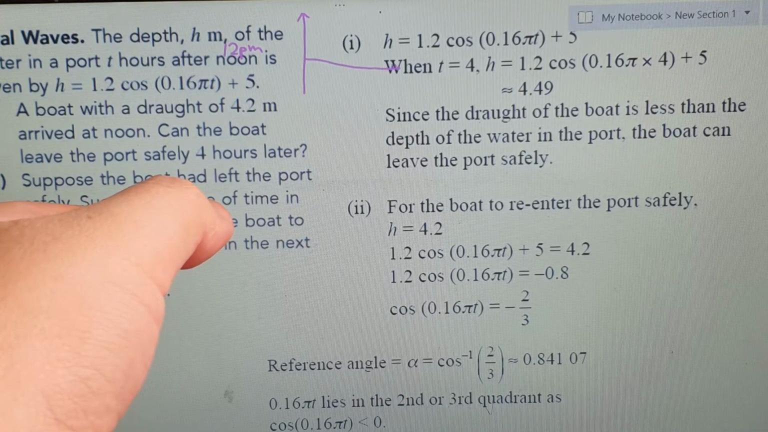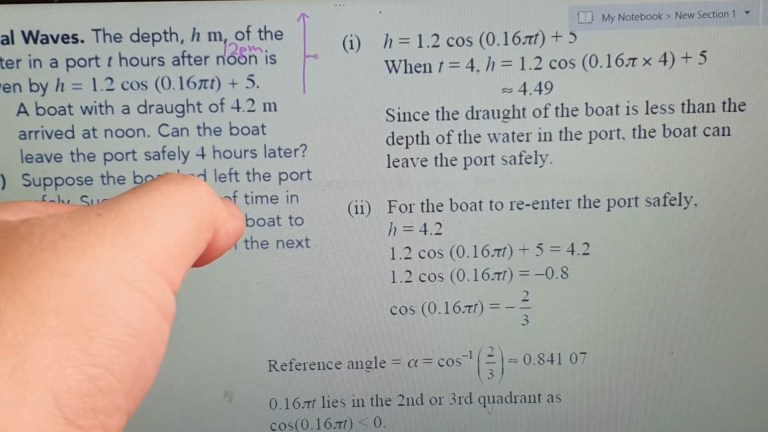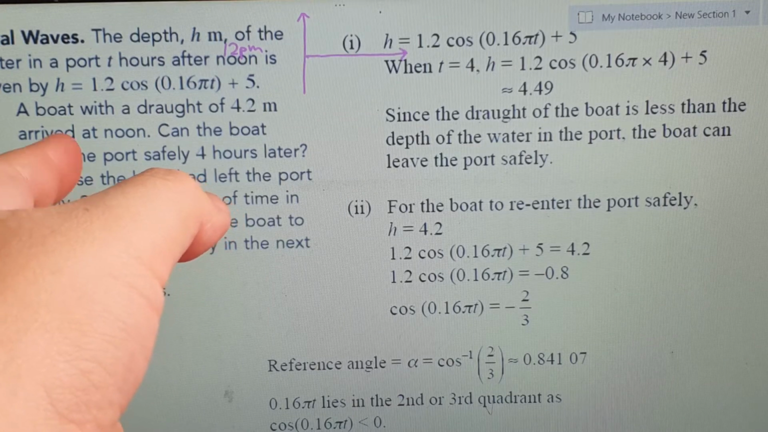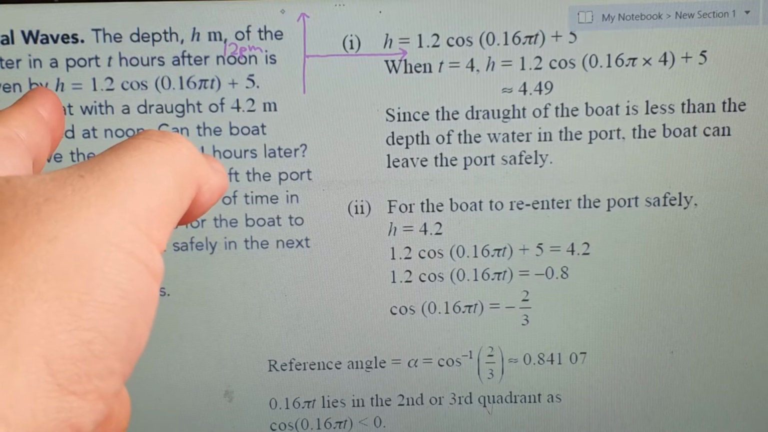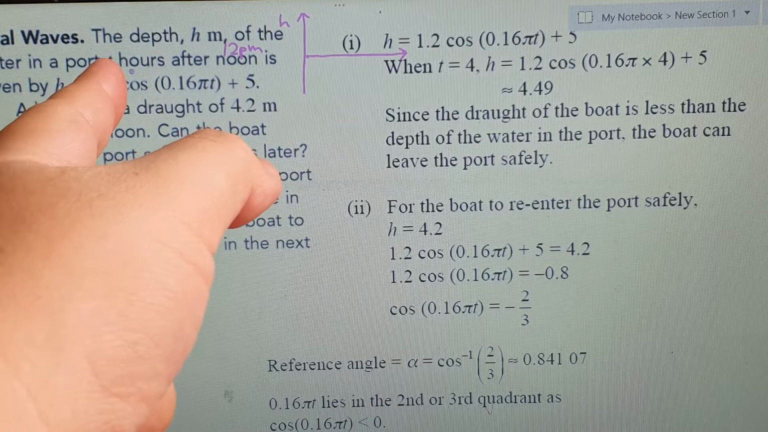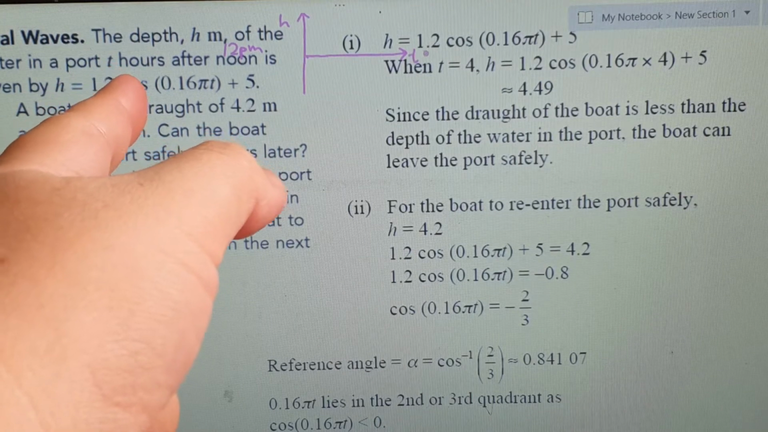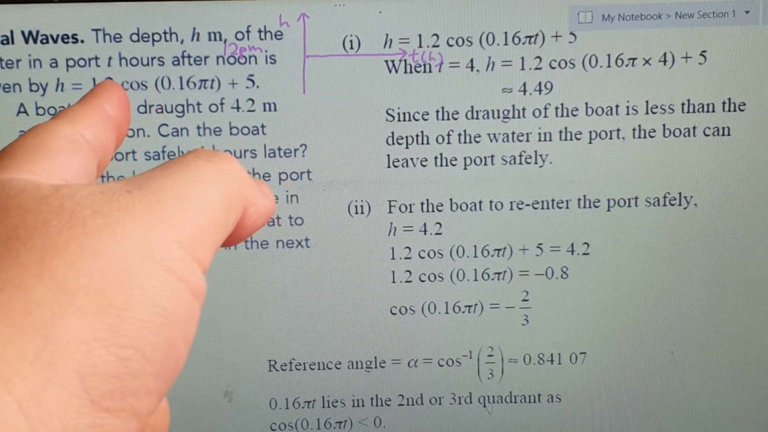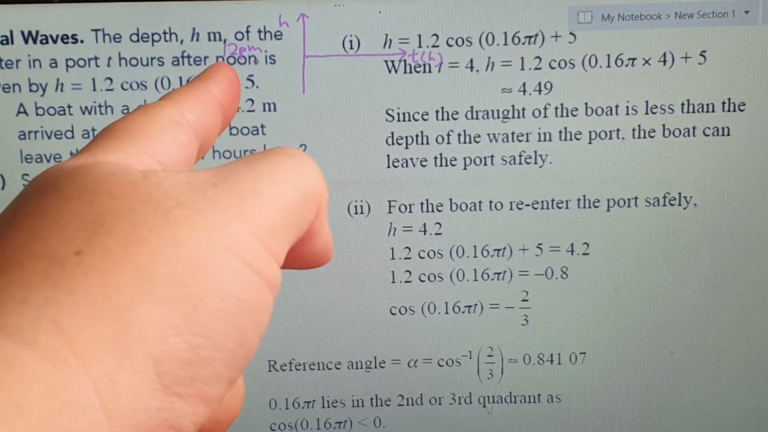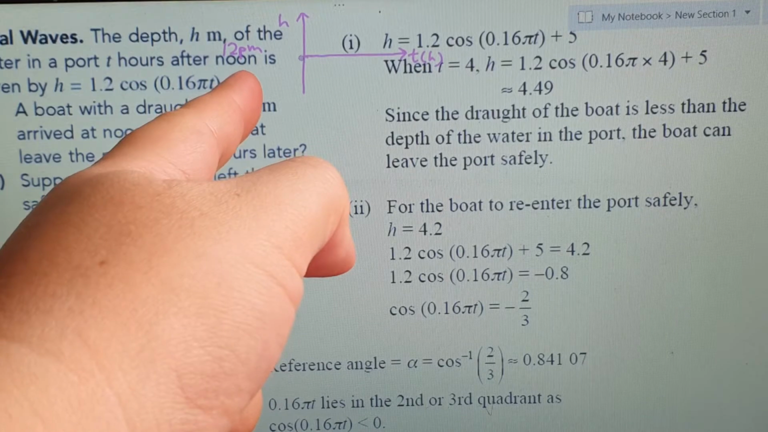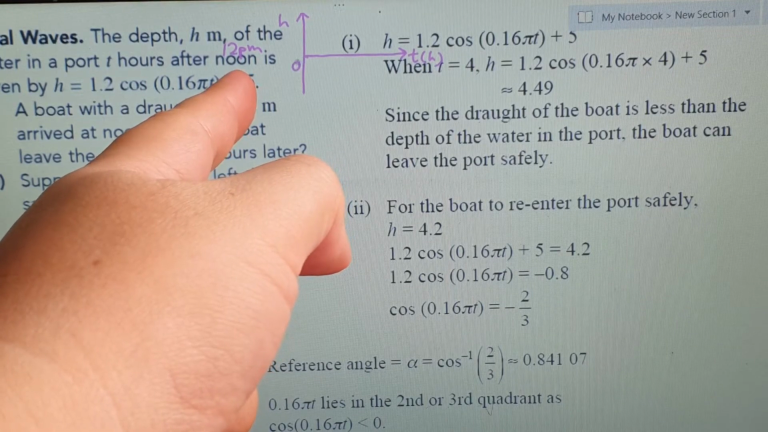So what this means is that this is a real life problem. And H is here. T hours, right? T, the time, is here. Time is in hours. And you must take note, the time starts after 12 noon. That means this is actually 12 noon, but we don't put 12 noon here, we put 0.